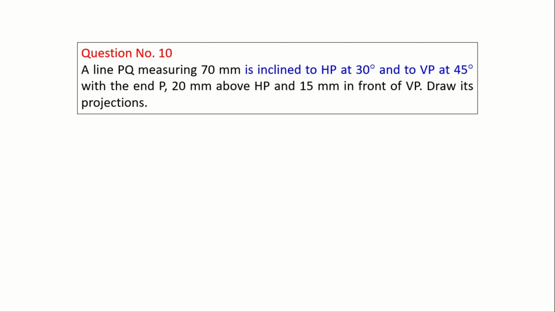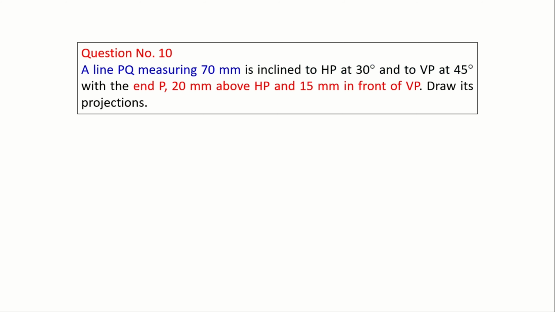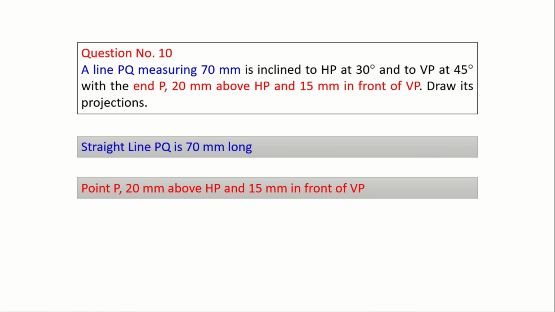So the position of the given straight line is that the line is inclined to both the planes HP and VP. Also it is given the true length of the line PQ is 70 mm long and the end P is 20 mm above HP and 15 mm in front of VP.